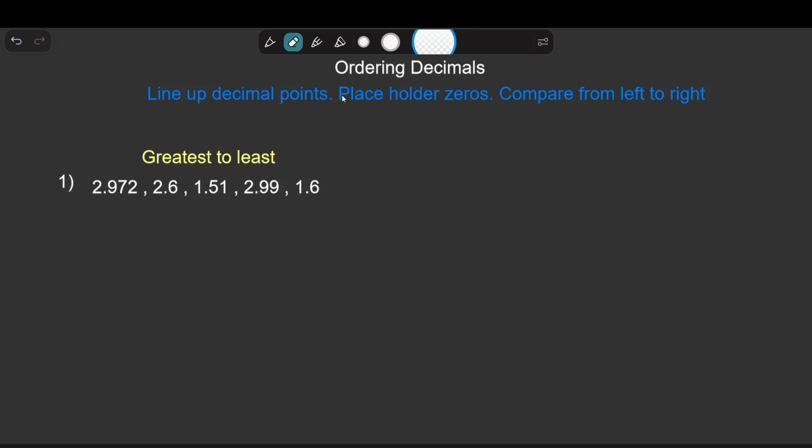We have to line up the decimals below each other while lining up the decimal points. We have to place placeholder zeros, and then we compare from left to right. So let's start off with lining them up below each other. So we just line them up from left to right, but below each other.